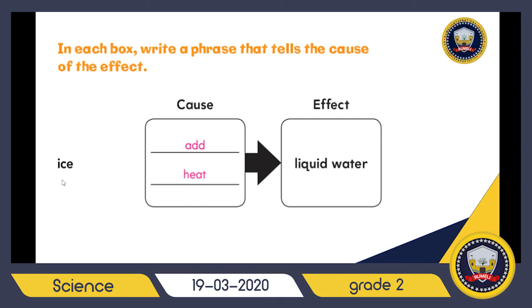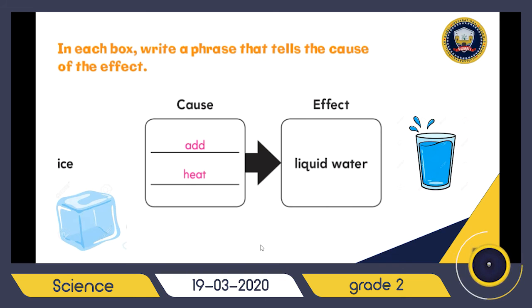Okay, see here we have ice, and we want ice to turn to liquid water. So what should we do? Yeah, we should add heat. When we add heat to ice, it turns to liquid water. See? Yeah, it's ice, and this one liquid water. Okay, see the next one.